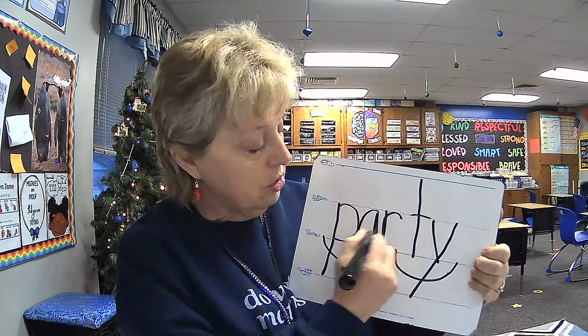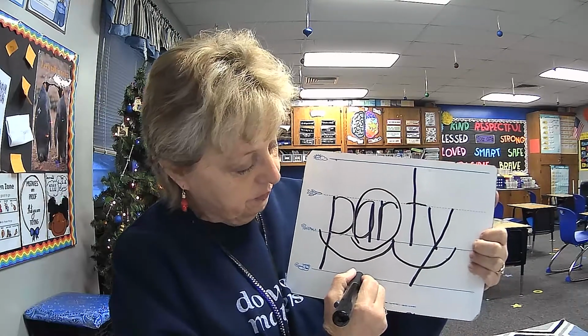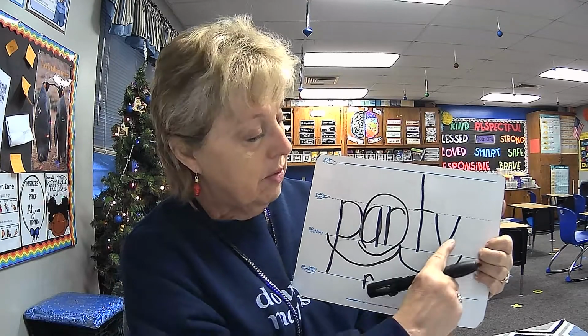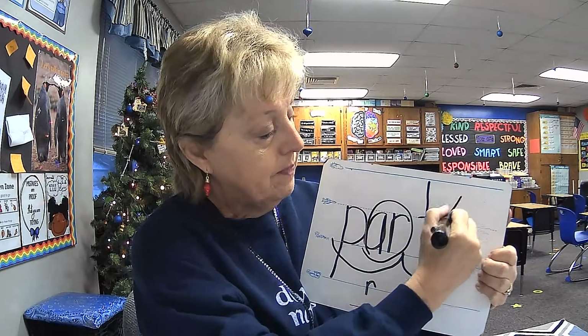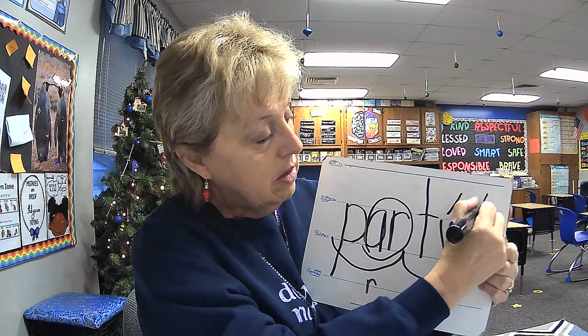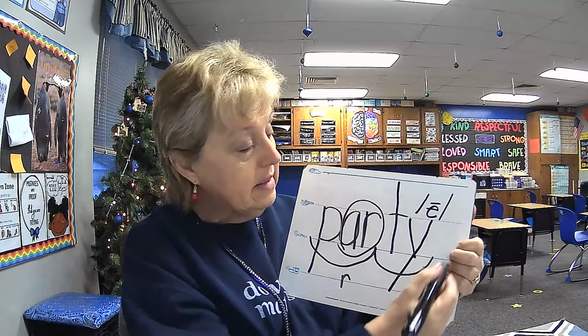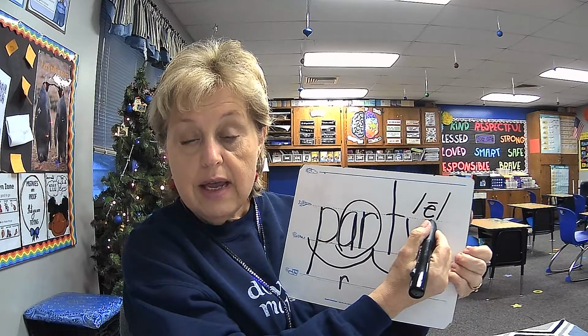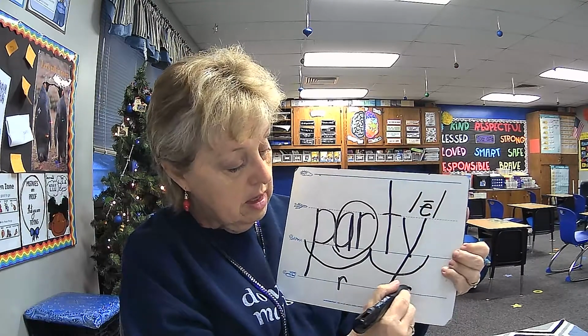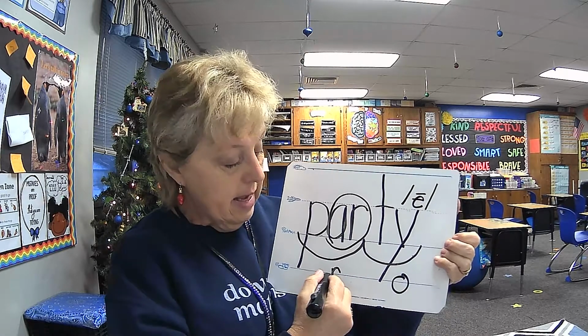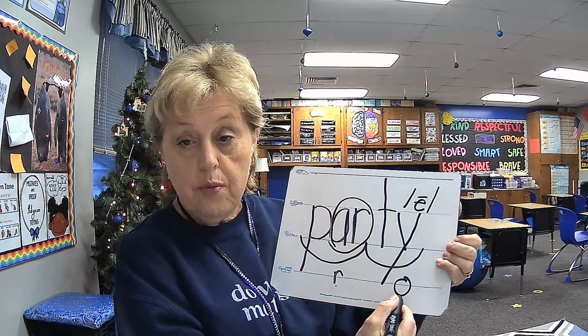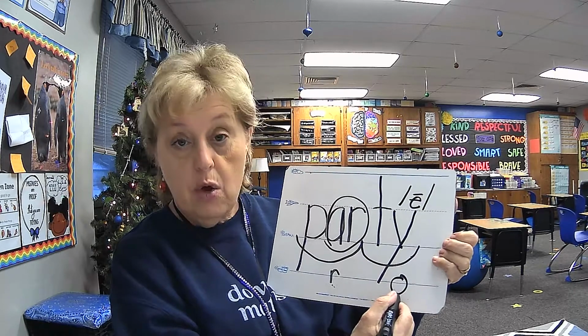Party. Now, in the first syllable, we have an R-controlled vowel. So you circle it, and it is R for R-controlled. The second syllable, ty. What sound does the Y make? That's right, long E. And since it's not closed in and you hear the long vowel, it is open. Open syllable. So the word party is an R-controlled syllable and an open syllable.